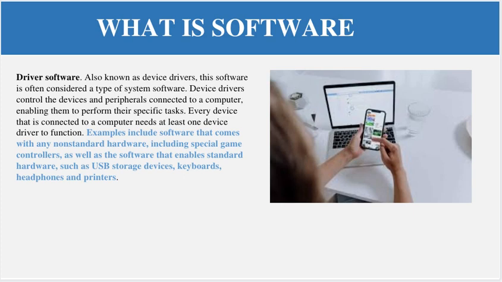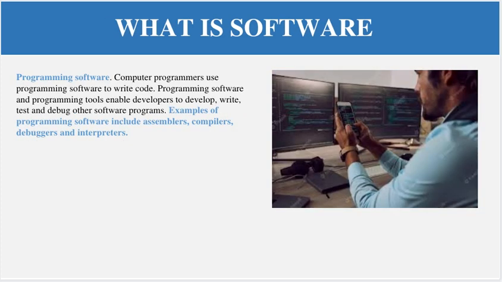Then the programming software. Computer programmers use programming software to write code. Programming software and programming tools enable developers to develop, write, test, and debug other software programs. Examples of programming tools are assemblers, compilers, debuggers, and interpreters. All these are types of programming software.